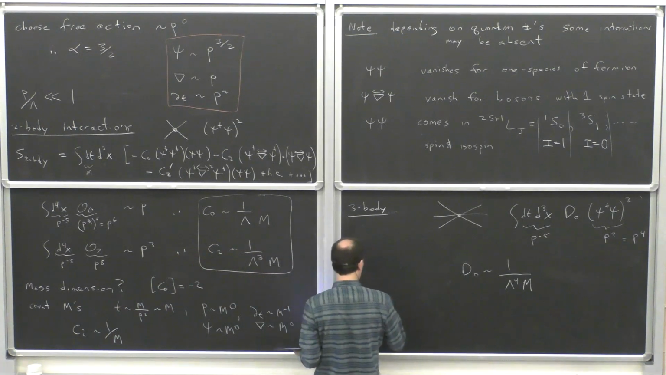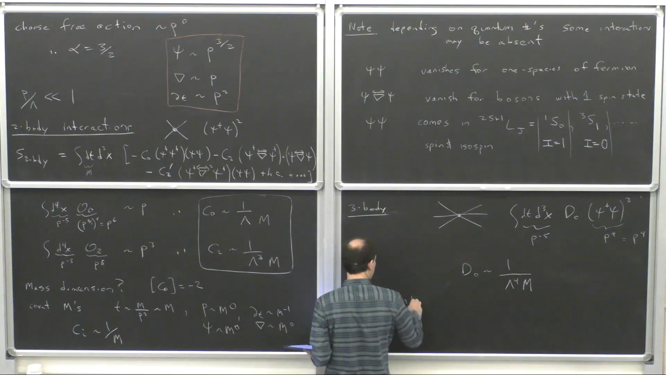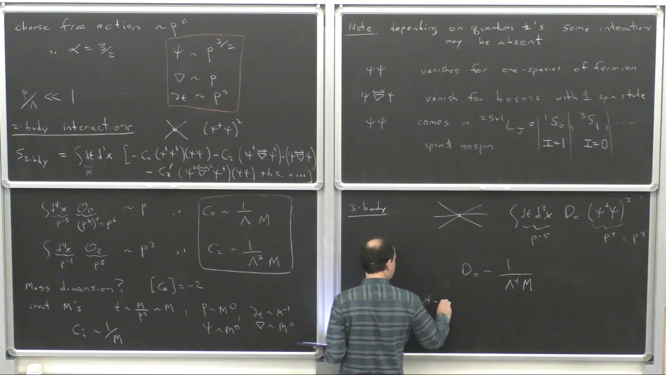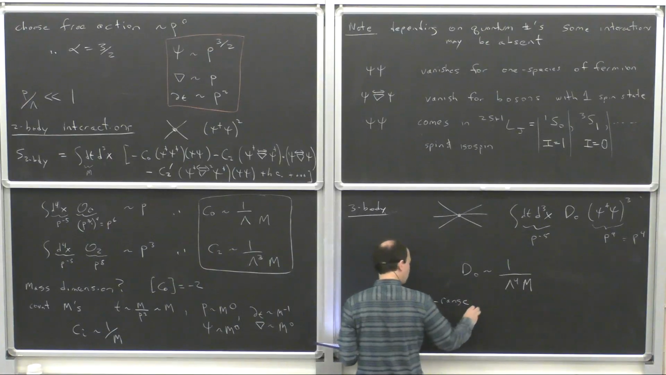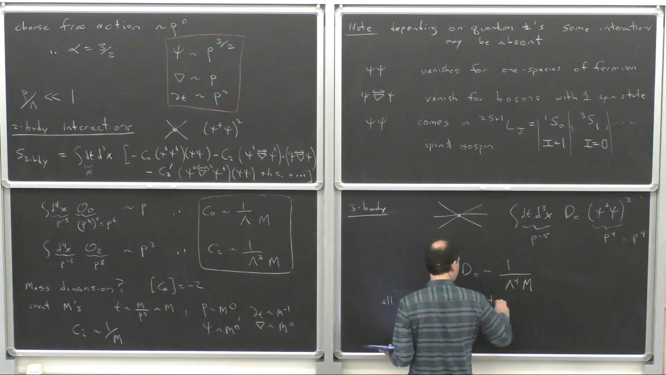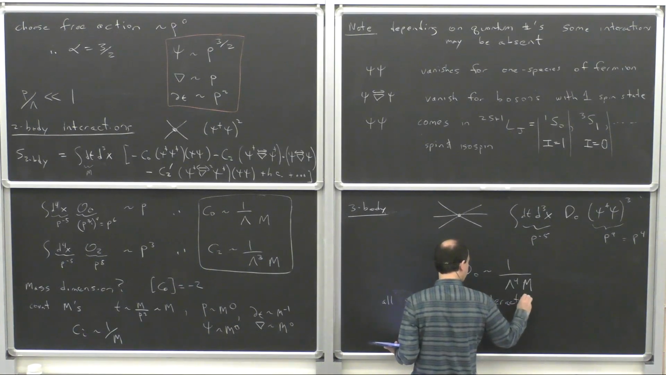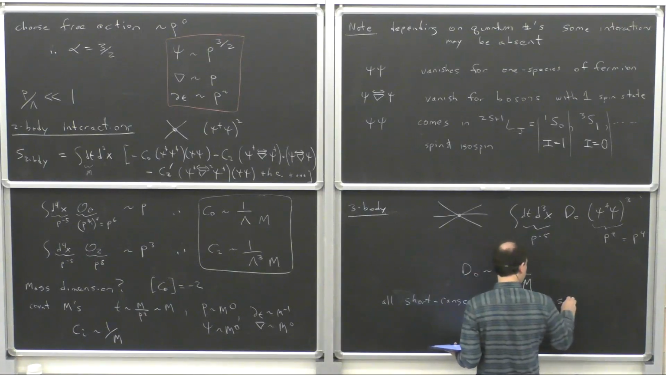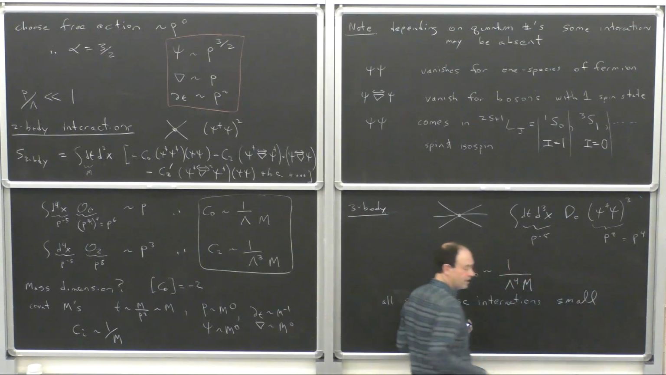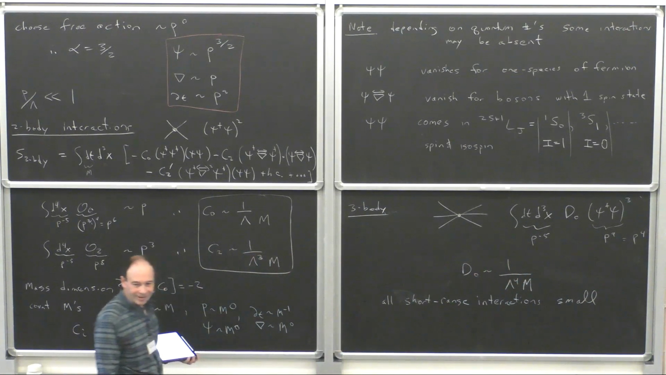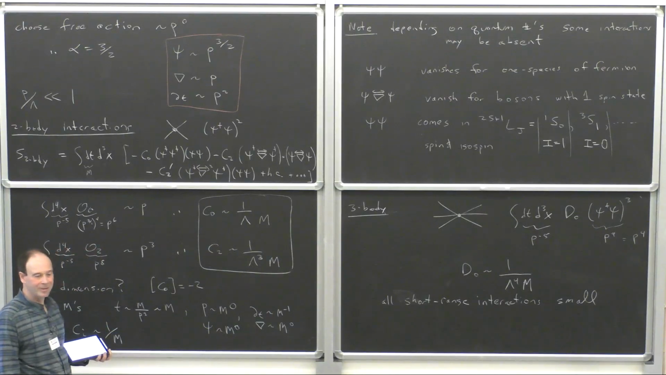Okay. So we see that all short distance interactions are small. They're all suppressed by at least 1 power of lambda, and the three-body are even more suppressed. They're suppressed by 4, which may be intuitive. There's less chance of three things hitting each other at a point than there is of two things hitting each other at a point.